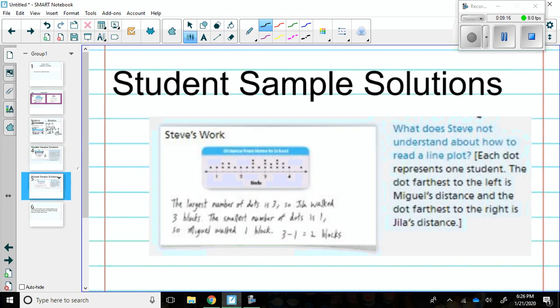Next, let's look at Steve's work. Because what does Steve not understand about how to read a line plot? First up, it says the largest number of dots is 3. So Gila walked 3 blocks. The smallest number of dots is 1. So Miguel walked 1 block. Steve didn't realize that each dot represents one student who walked that distance. So each dot is one data point on the line plot.